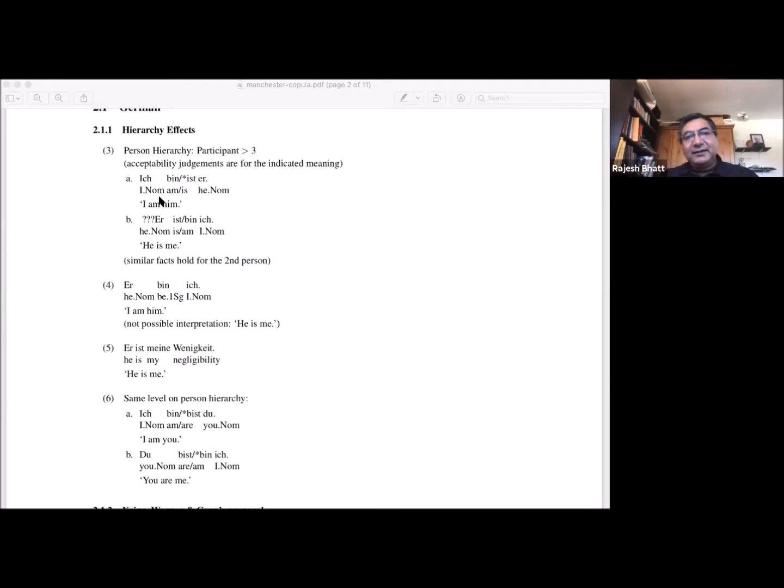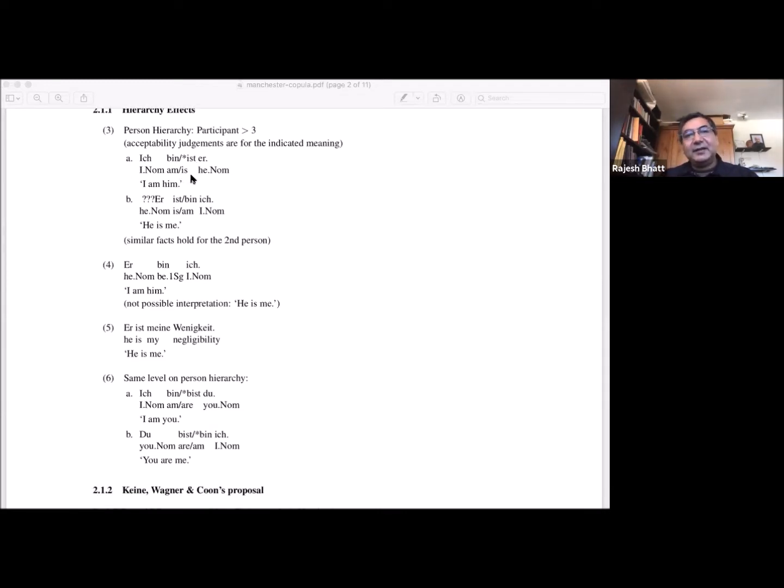In this, what you find is that 3A is unsurprising. In 3A, the I is the subject, I am playing him, and the agreement goes with the subject, with I. But in 3B, something funny happens. What we would expect with the relevant meaning is that you should get "is" here, but what speakers report is unhappiness. Neither is really good. Those are the judgments reported by Stefan Keine and Michael Wagner.